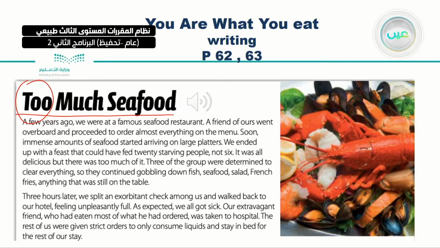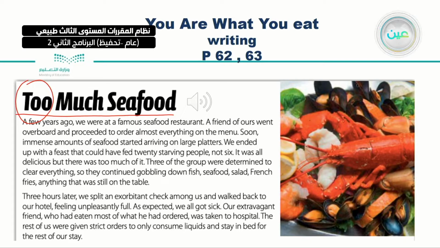Too much seafood. A few years ago, we were at a famous seafood restaurant. A friend of ours went overboard and proceeded to order almost everything on the menu. Soon, immense amounts of seafood started arriving on large platters. We ended up with a feast that could have fed 20 starving people, not 6. It was all delicious, but there was too much of it. Three of the group were determined to clear everything, so they continued gobbling down fish, seafood, salad, French fries, anything that was still on the table.